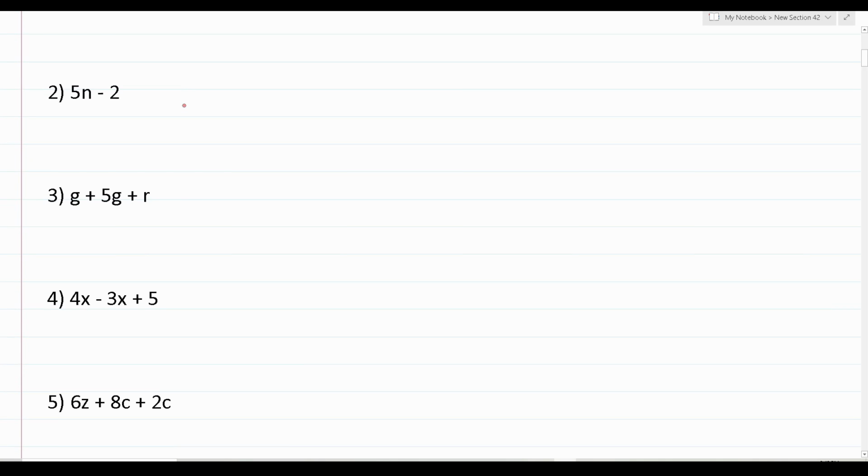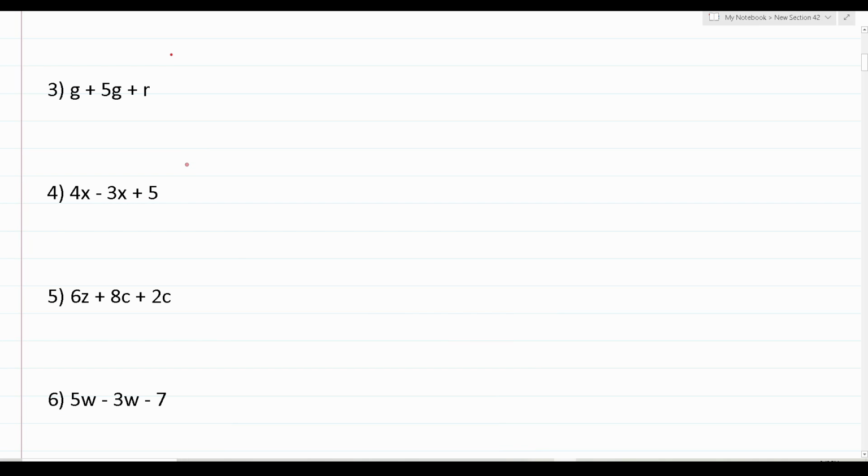All right, let's look at number 2 now. It says 5n minus 2. Again, according to the definition, for these to be like terms, they have to have the same letter variable, and they also have to be raised to the same power. So in 5n, our letter variable is n, and in 2, we have no letter variable. So in light of that, these are not like terms, and therefore we can't perform this operation of subtraction. So in other words, this one is as simplified as it's going to get.